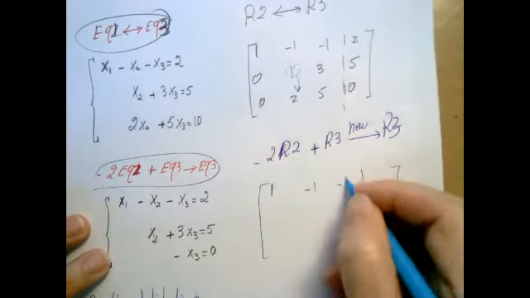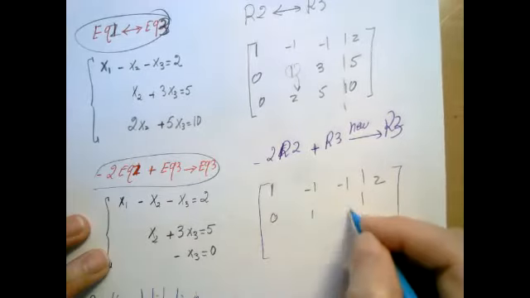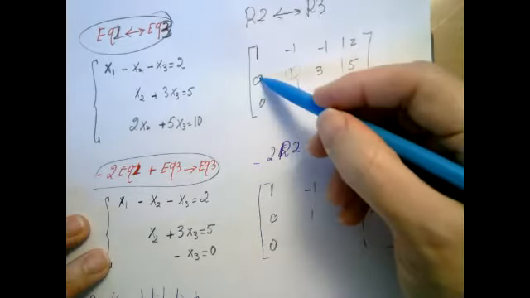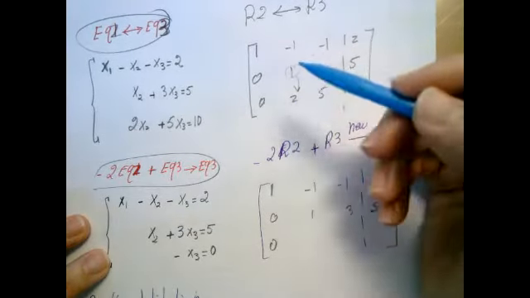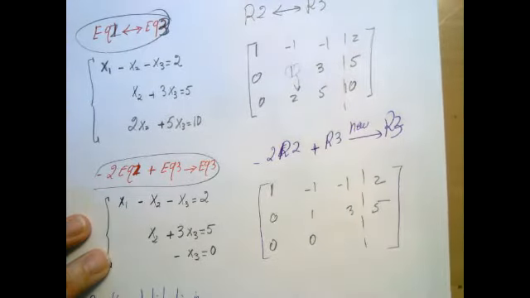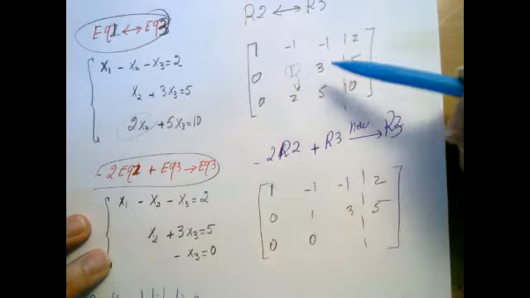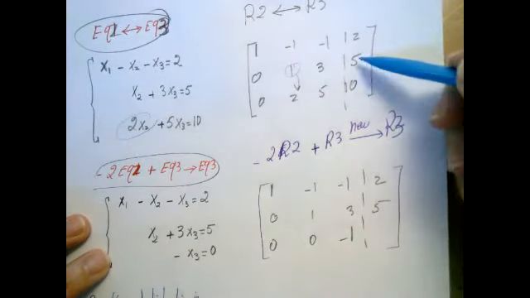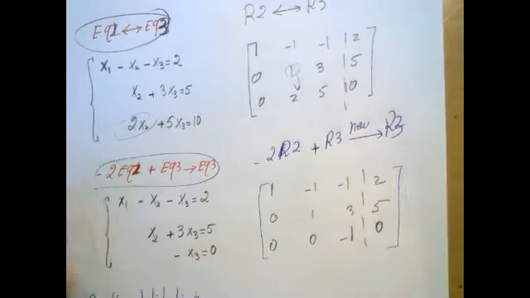1 minus 1 minus 1, 2. This I did not really do anything. And then I will get here minus 2 times 0 and the 0, that's a 0. Minus 2 plus 2, that's a 0. My process is to eliminate the x2 from here. Minus 6 plus 5, that gives me the minus 1. And finally, minus 10 plus 10, gives me the 0.